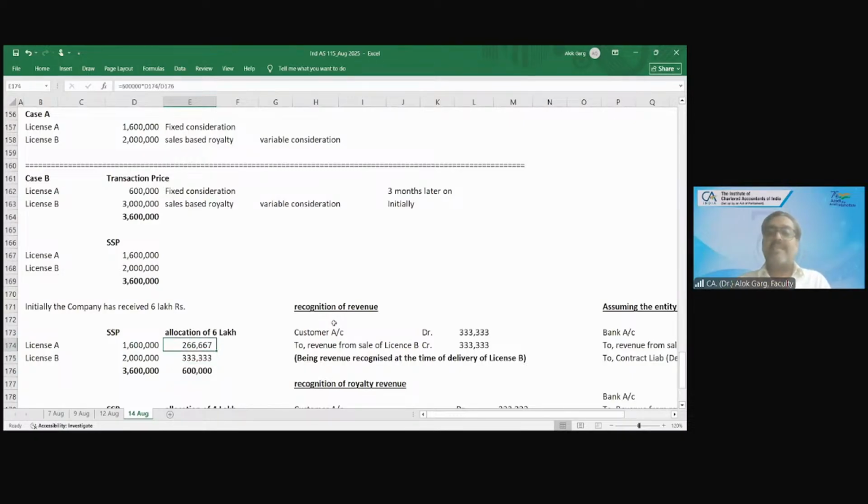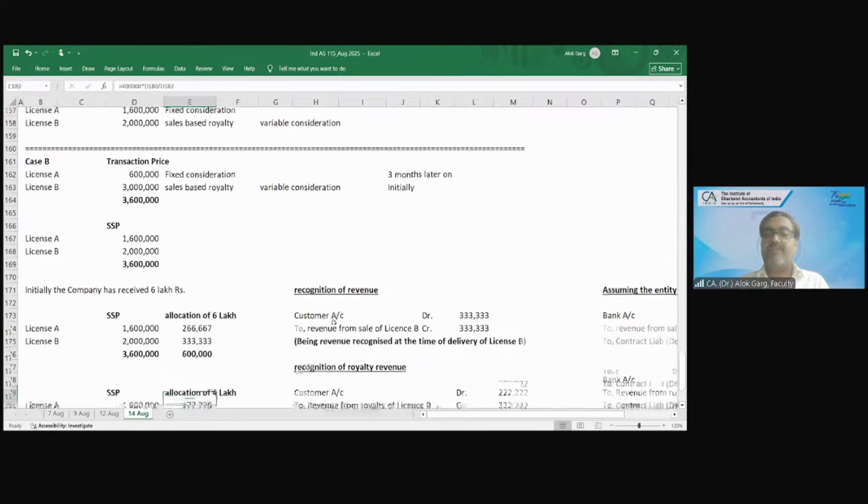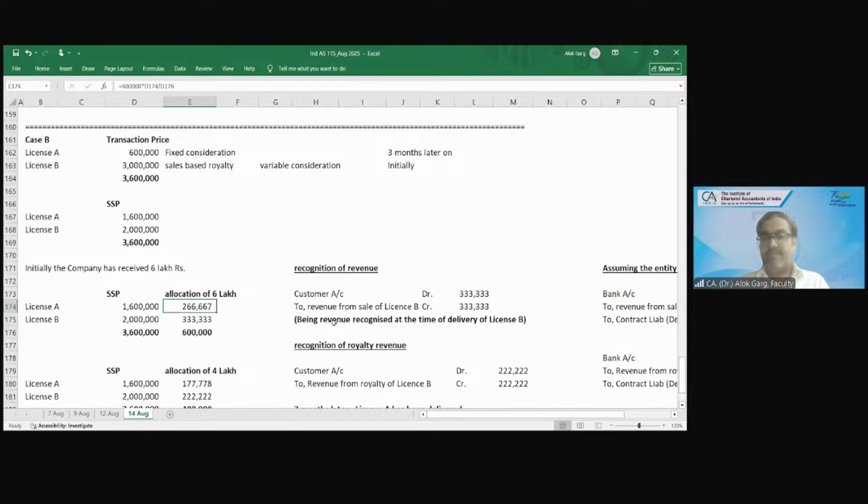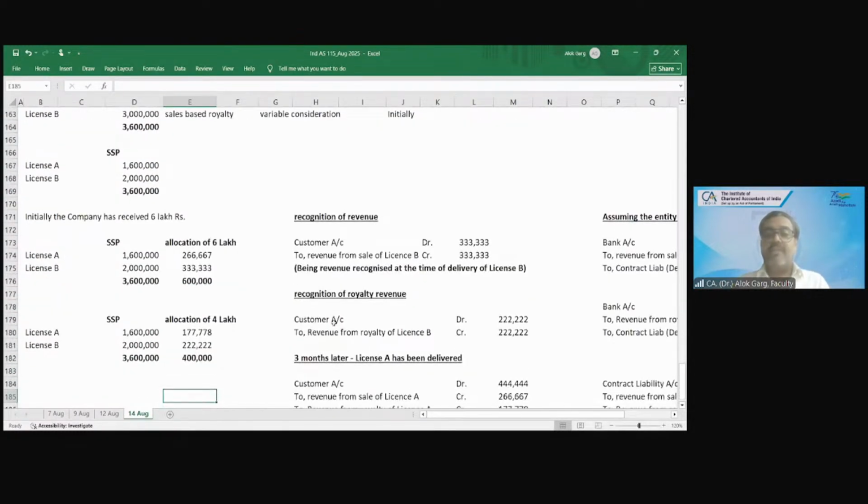So how is this 6 lakh going to be allocated? This 6 lakh is going to be allocated in the ratio of 16:20 lakhs. 36 lakh has been allocated in the ratio of 16:20, that is 266 and 333. Why? And how will this allocation of 4 lakh happen? This 4 lakh will be allocated in the ratio of this.